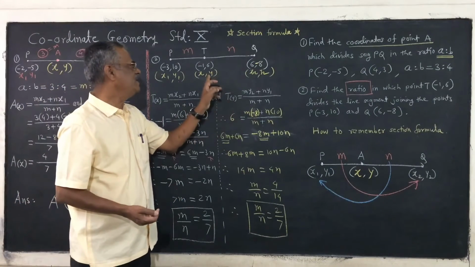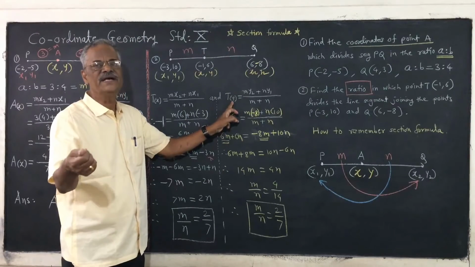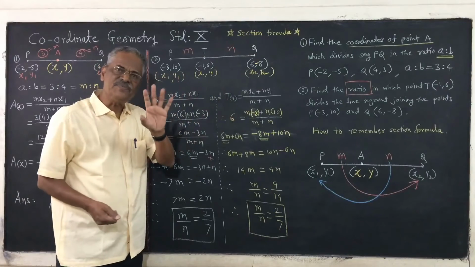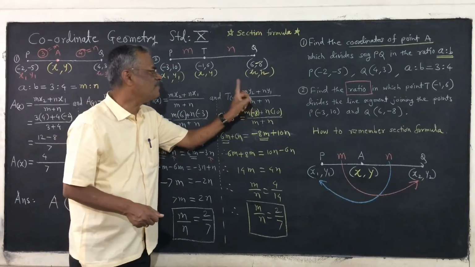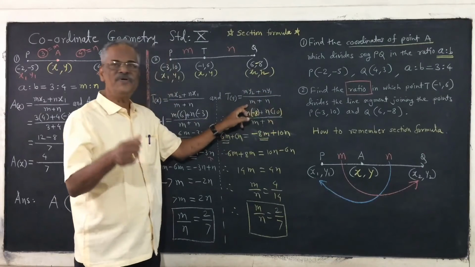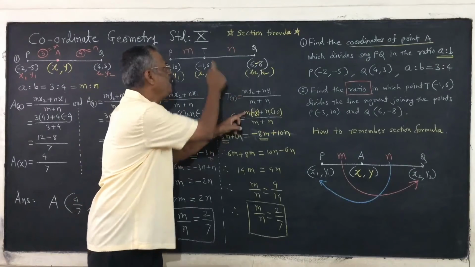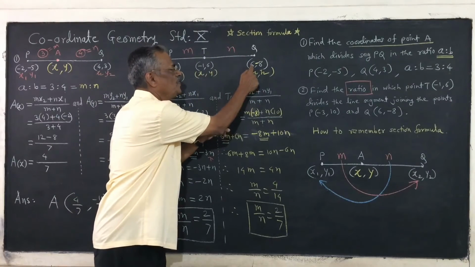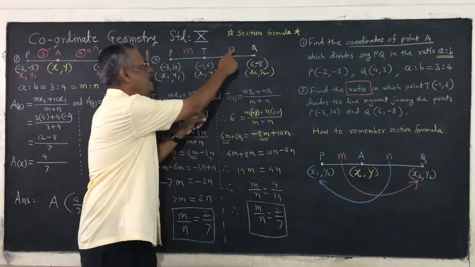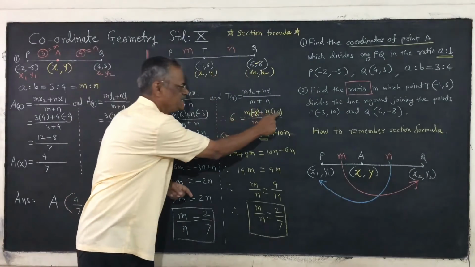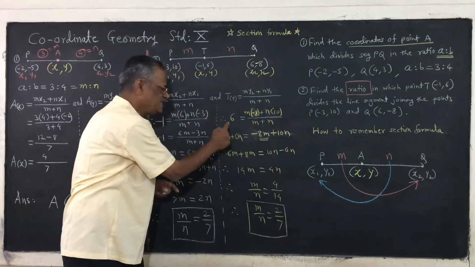But if anybody is trying to take the y coordinate, he is also finding the correct answer. त्याला सुद्धा ते उत्तर बरोबर मिळते. y coordinate of T is equal to my2 plus ny1 upon m plus n. Substitute y coordinate here. m into y2 there, so it is minus 8. n into y1, it is 10. Minus 8m plus 10n. Take the cross multiplication here.